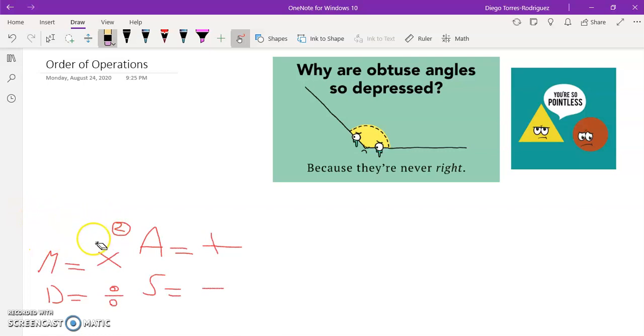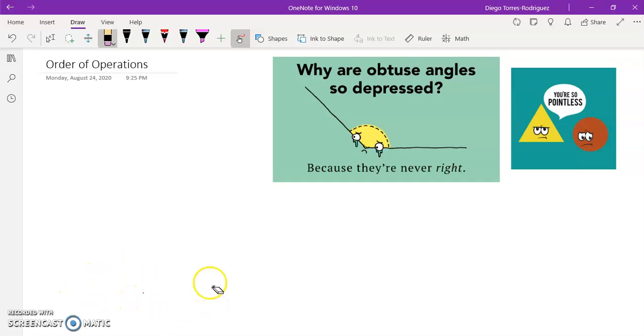Y'all like the memes I looked up? They're pretty funny. I found it funny. I don't know about you guys, but I found it pretty funny. Why are obtuse angles so depressed? Because they're never right. That was pretty funny. Y'all can't lie.